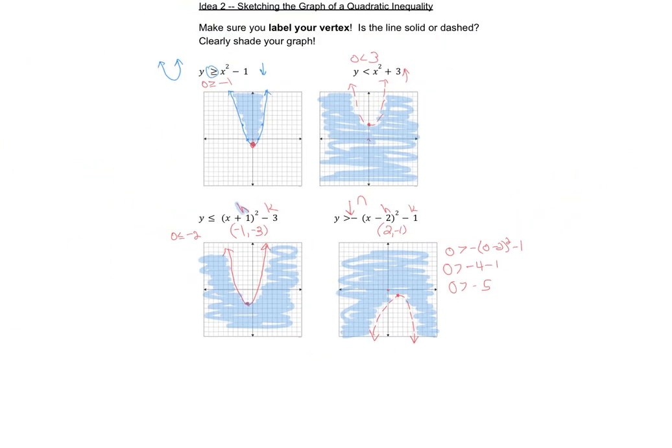Okay, so we've got all of these different examples of how to shade. These are just like one linear or quadratic inequality.